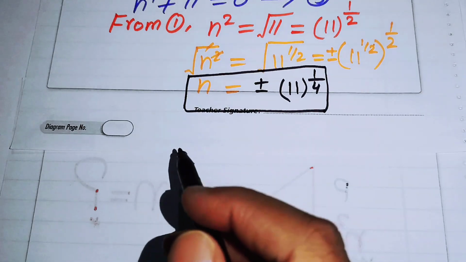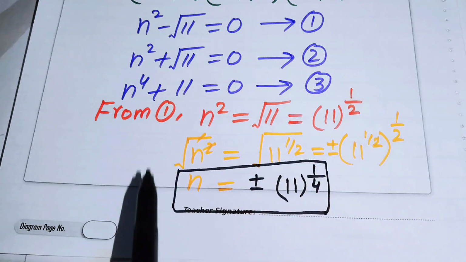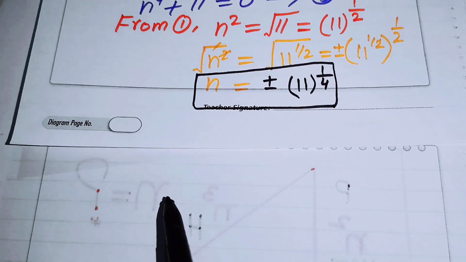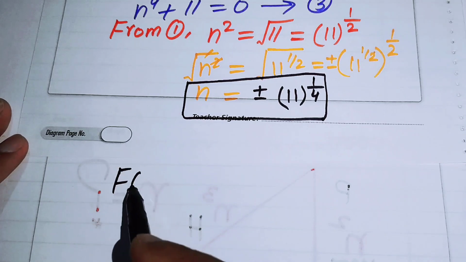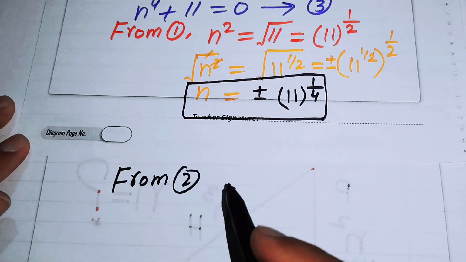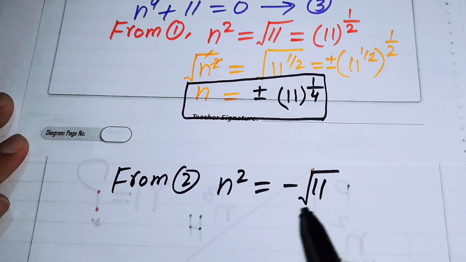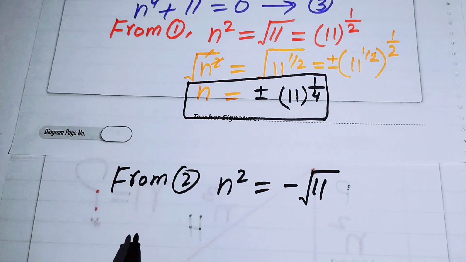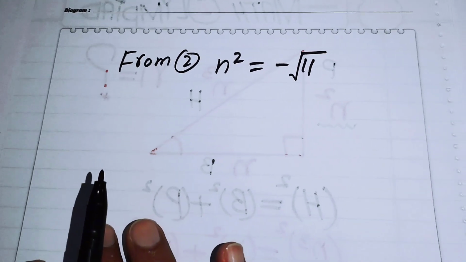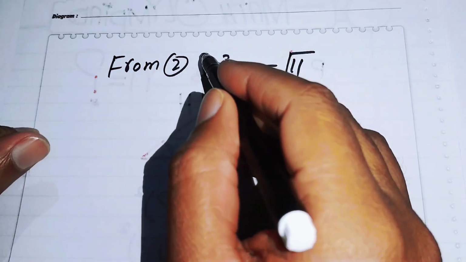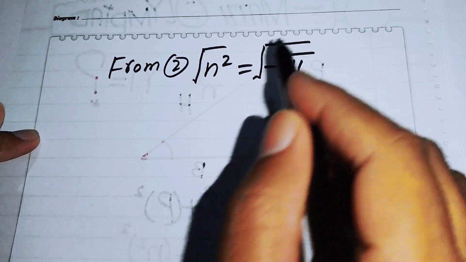And in the next step we will move towards equation number 2. Here equation number 2 is n squared plus square root of 11 equals 0. Now we will solve equation number 2. From equation number 2 we have n squared equals minus square root of 11. Here we need to take the square root again on both sides of this expression, so that you will get here the square root of n squared, and this is the square root of this term.